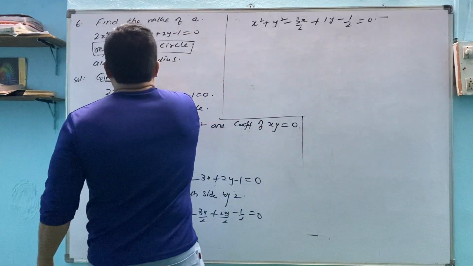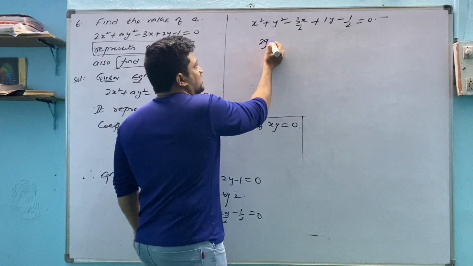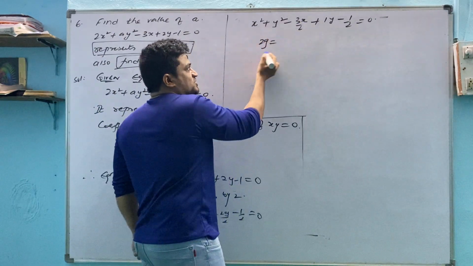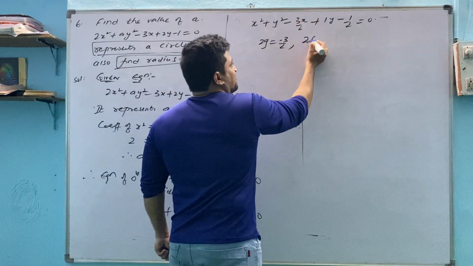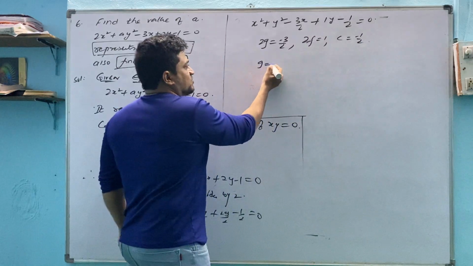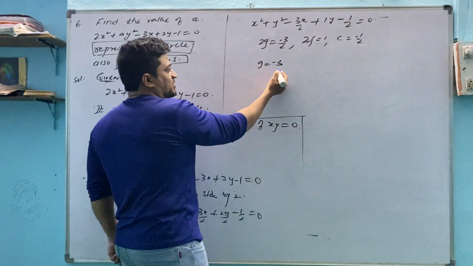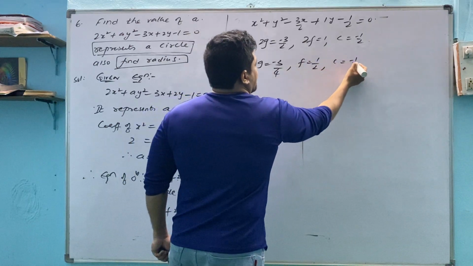They have asked us to find the radius also. To find the radius, we need to equate this one, 2g. Coefficient of x is always 2g, remember that. Coefficient of y is 2f. Remaining is c. So g equals, the multiple 2 goes to the denominator, this is 1 by 2. C is minus 1 by 2.